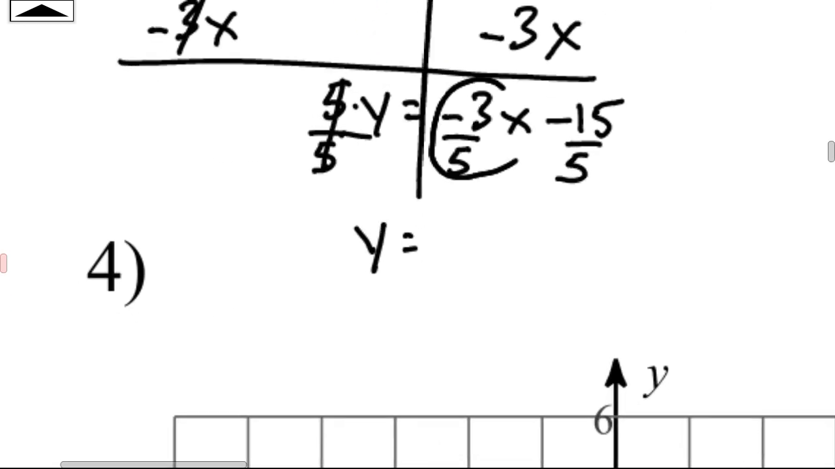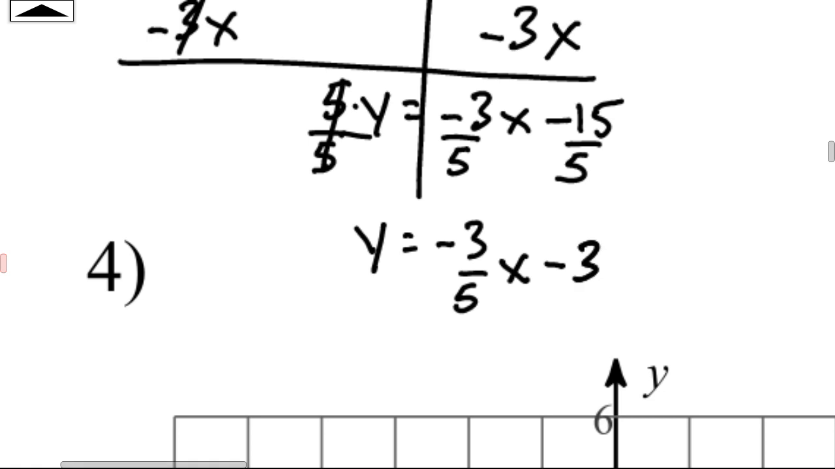There's nothing I can do with this. So negative 3/5 x. How about this? Can I reduce this at all? What's a negative 15 divided by 5? Well, negative 15 divided by 5 is 3.